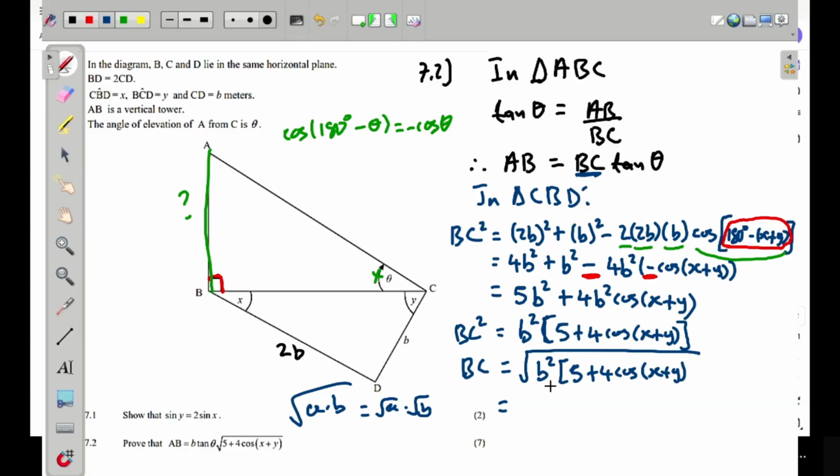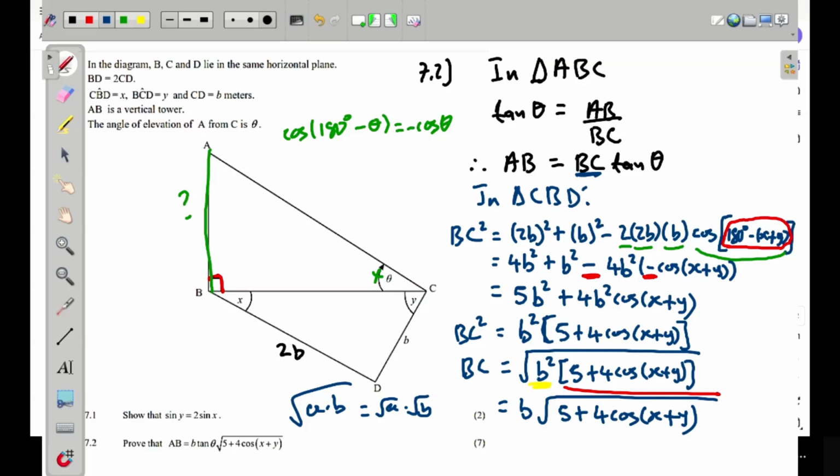So square root of b, I can actually split this up. This is one thing. I'm going to take the square root of that. Then I will take the square root of that. So when I take the square root of b squared, I will have a b. But then because this 5 plus 4 cos of x plus y is not a perfect square, I will keep it inside the square root. Just like you would keep a 3 inside the square root.